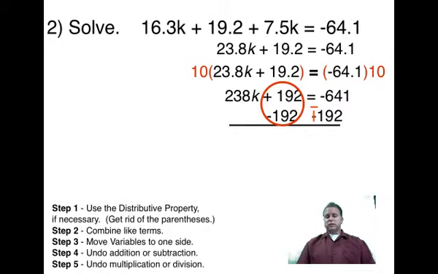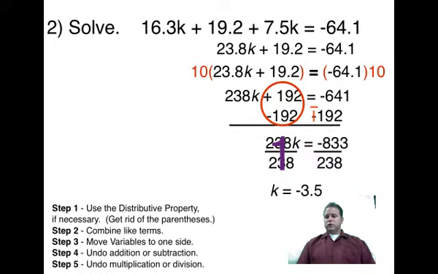So negative 641 plus negative 192. We're adding. Signs are the same, so we'll continue to add. And since they're both negative, it'll stay negative. So we'll have 238k equals negative 833. Divide both sides by the coefficient of the variable. In this case, that's the number in front of the variable. 238 over 238 is 1.